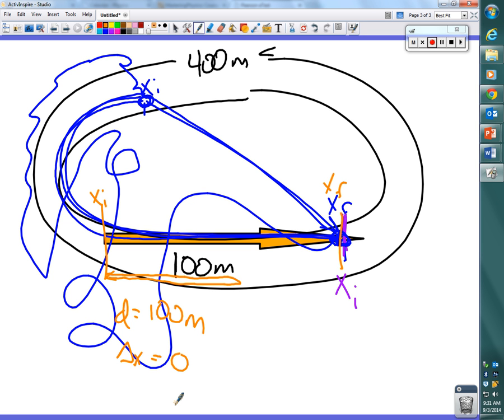Do we have to do the 400 meter race, or are we good with the 400 meter race? No. All right.